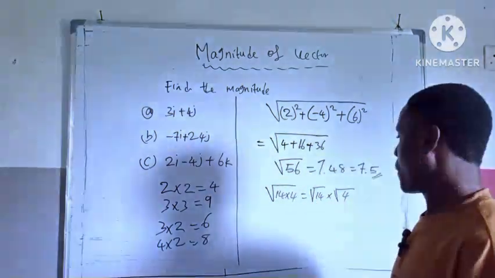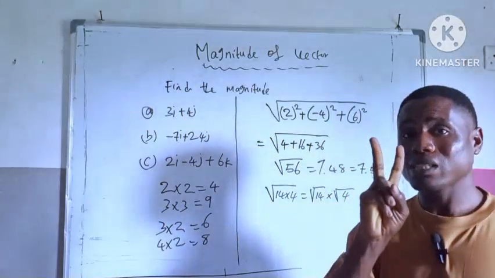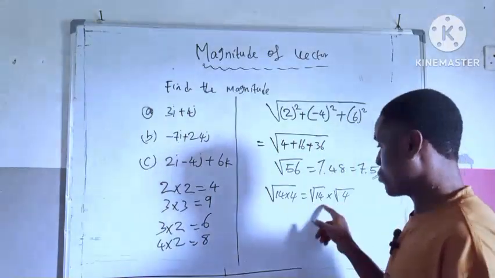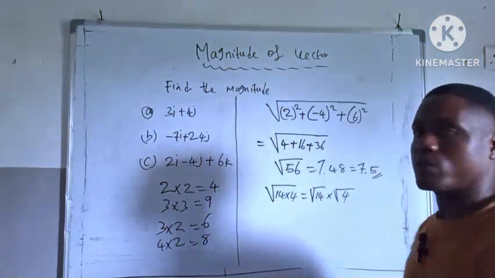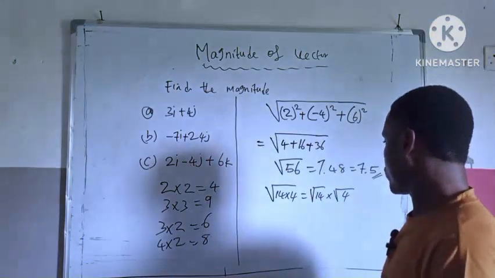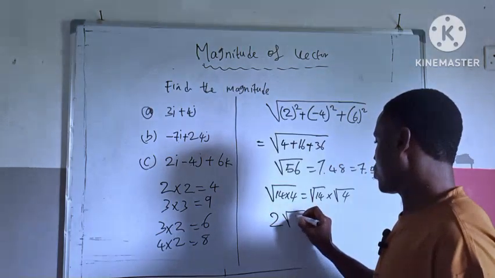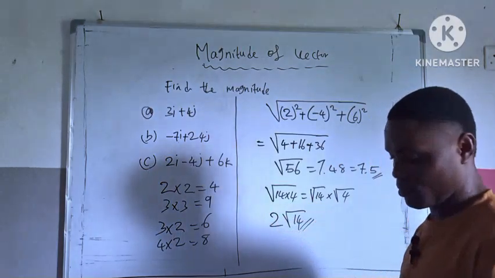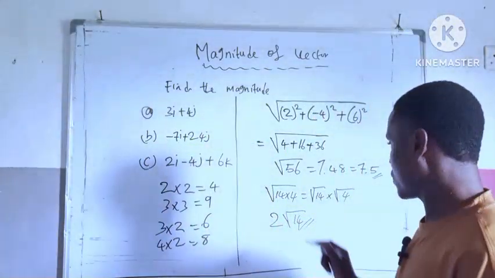So you can see that 14 is not a perfect square because no two same numbers can be multiplied to give you 14. But 4 is a perfect square, right? So square root of 4 is 2, because 2 times 2 is 4. So 2 will now come out. Then it will now be 2 times square root of 14.